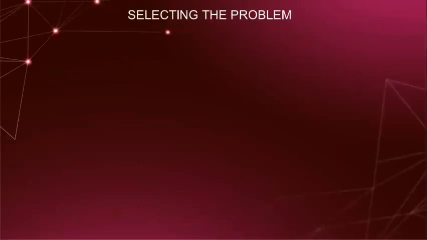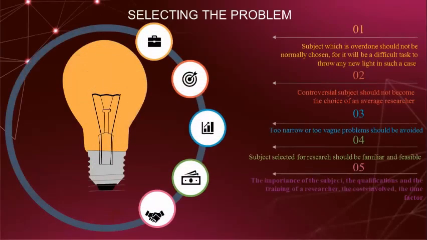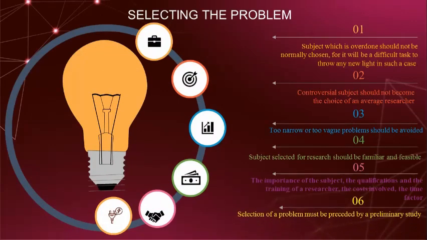Next, we see how we can select the problem. For selecting the problem, there are these 5 steps. The first thing while selecting the problem is that a subject which is overdone should not normally be chosen, for it will be a very difficult task to throw any new light in such a case.